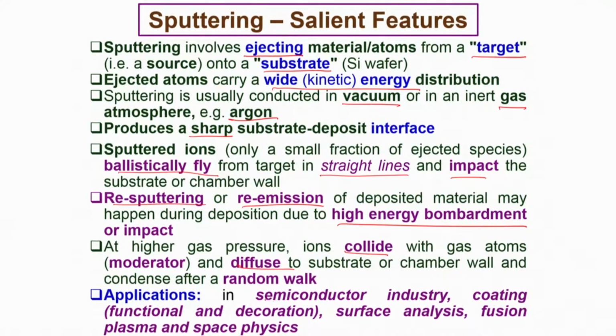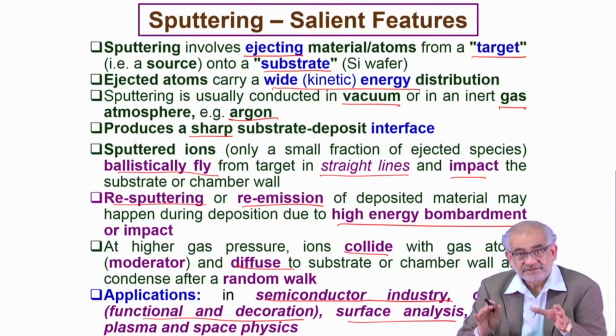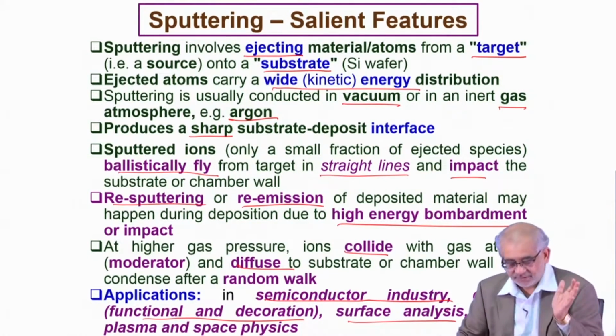The applications could be typically in the semiconductor industry for various kinds of functional and decorative coating. It can be used for surface analysis and also has wide application in fusion plasma and space physics. So sputtering is used also to create a conducting coating or a non-conducting coating. So the applications can be multifaceted, but most of the applications are in the semiconductor industry.